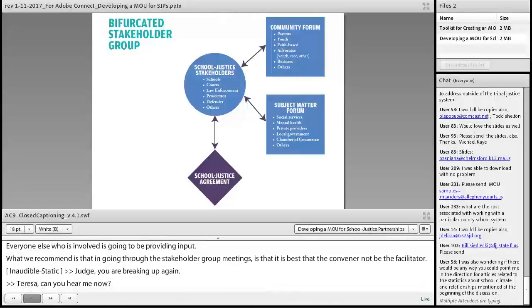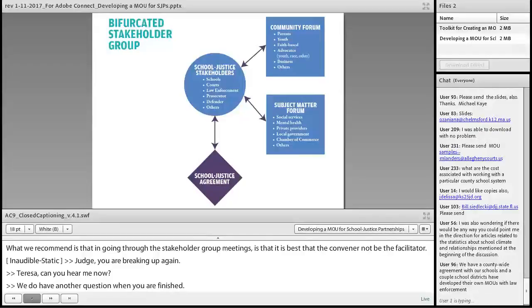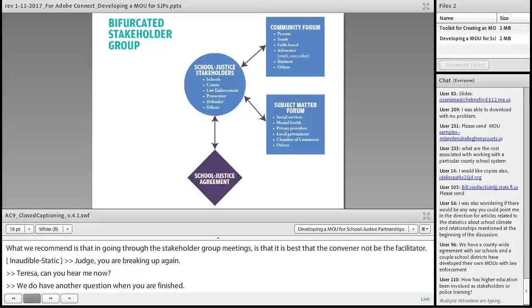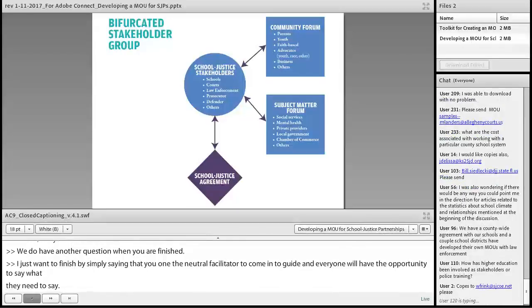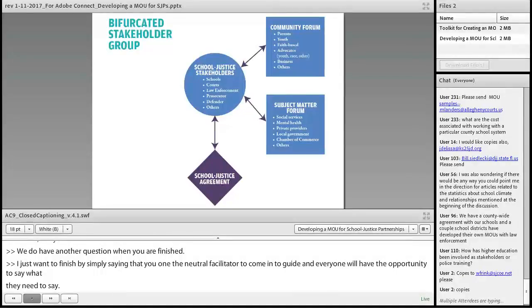So I want to finish with that by simply saying that you want that neutral facilitator to come in, and then we'll guide, and everyone will have an opportunity to say what they need to say. Whereas the convener, if they're convening the meeting, it's best that they're not facilitating it, because the convener is going to be somebody that has some type of skin in the game, whether it be law enforcement, and they're going to be biased to some degree. Let's just face it, okay?